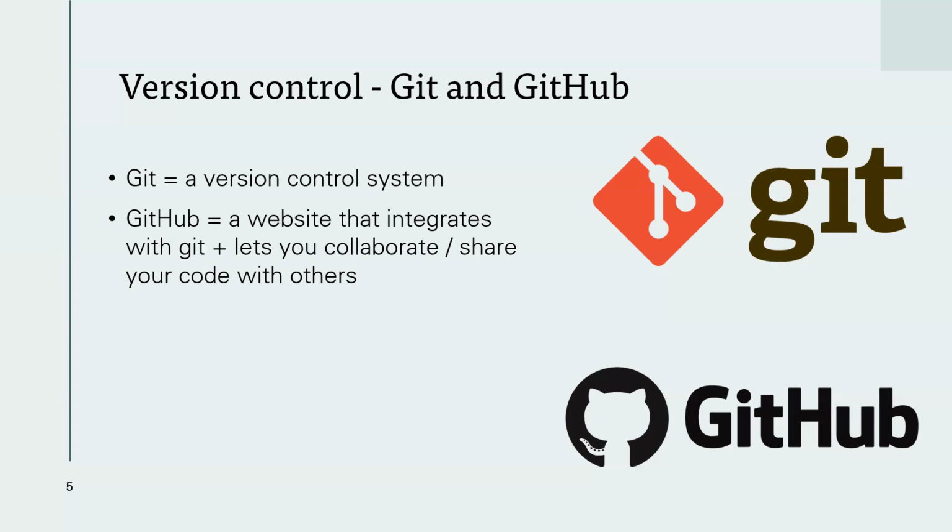GitHub is slightly different. It is a website that integrates with Git, and it also lets you collaborate and share your code with other people. You might have heard of other options, things like GitLab, Bitbucket, etc. They're all fine. They all have very similar functionalities. But again, it's good to use one of these so that you're having this version control. You can check where you want to go, but also you can share and collaborate with other people.